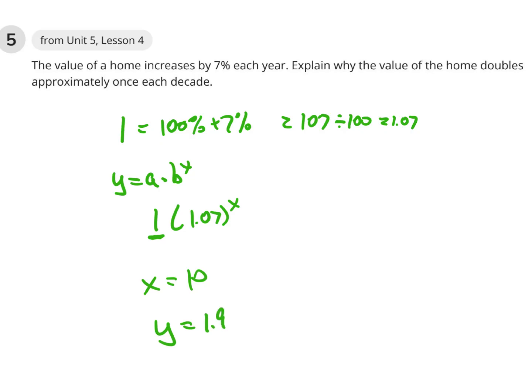Y is 1.9 and a lot of numbers after 9, 6. Let's call it 196. Well, it's actually 197. If we were to round this to a whole number, the number to the right of the 1 is 9. So this rounds to 2. So it's approximately 2. And that tells us that the factor is 2 every decade. So let's not make this x. Let's change it to D for decade. So it roughly doubles. It gets really, really close to doubling every decade.